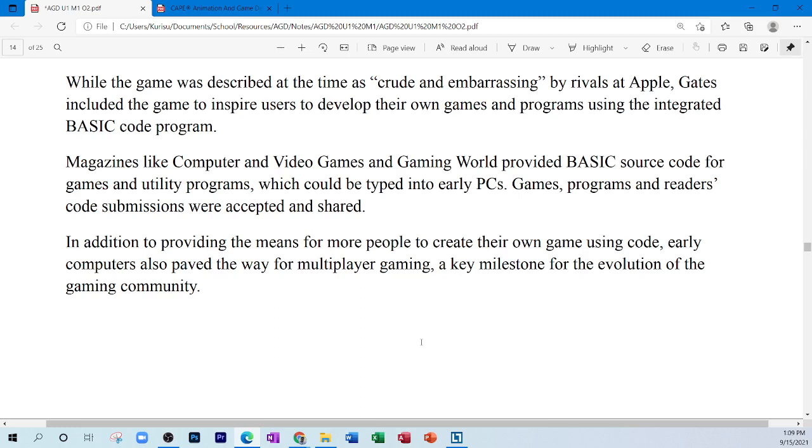In addition to providing the means for more people to create their own game using code, early computers also paved the way for multiplayer gaming, a key milestone for the evolution of the gaming community.